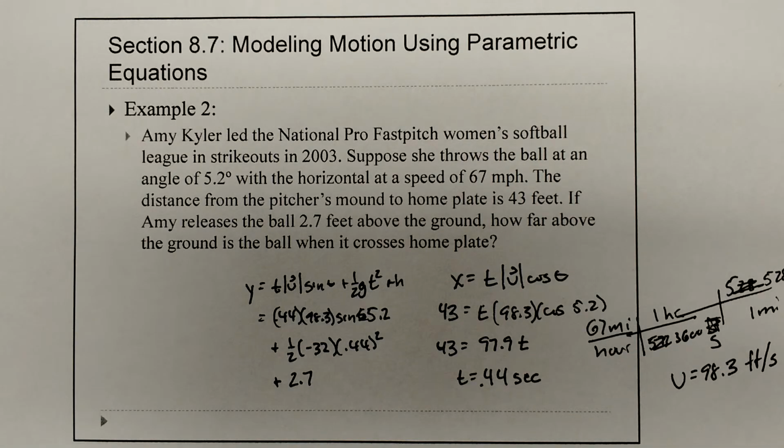So 0.44 times 98.3 times the sine of 5.2 plus 0.5 times negative 32 times 0.44 squared plus 2.7. So y equals 3.6 feet. So when it crosses home plate, it's 3.6 feet above the ground. So that's the end of 8.7.